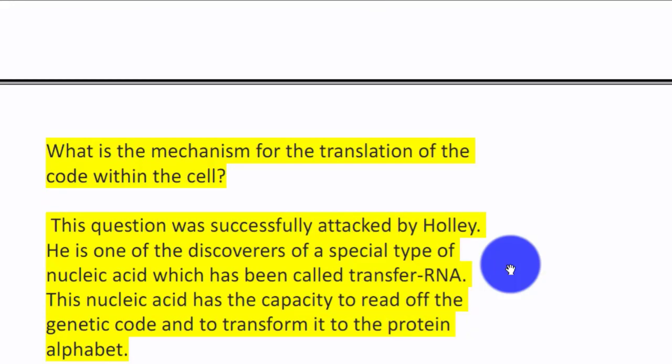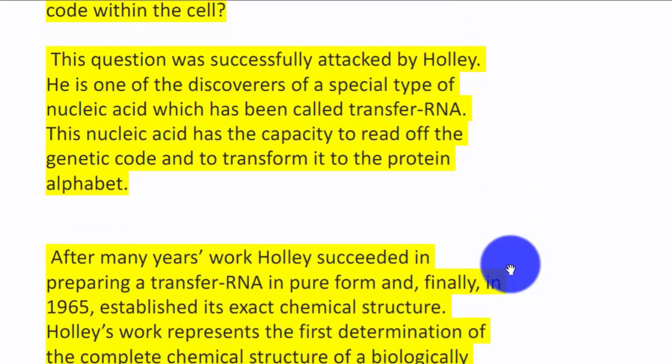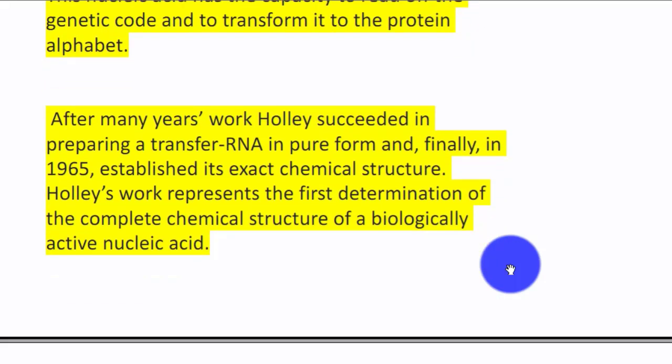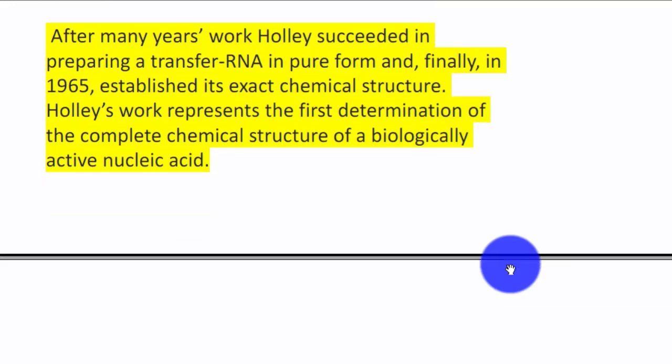What is the mechanism for the translation of the code within the cell? This question was successfully attacked by Holley. One of his discoveries was a special type of nucleic acid which has been called transfer RNA. This nucleic acid has the capacity to read the genetic code and to transfer it to the protein alphabet. After many years, Holley succeeded in preparing transfer RNA in pure form, and finally in 1965 established its exact chemical structure. Holley's work presents the first determination of the complete chemical structure of a biologically active nucleic acid.